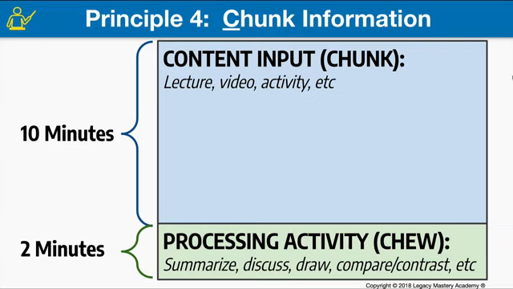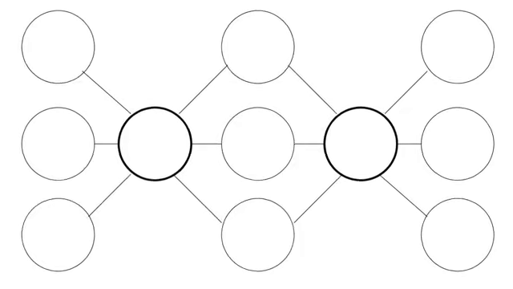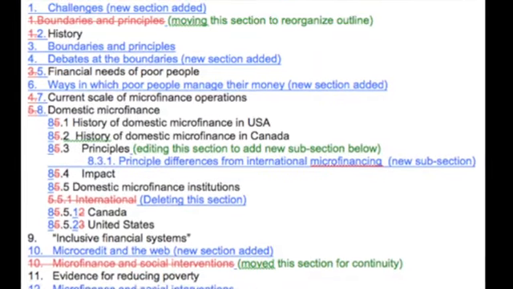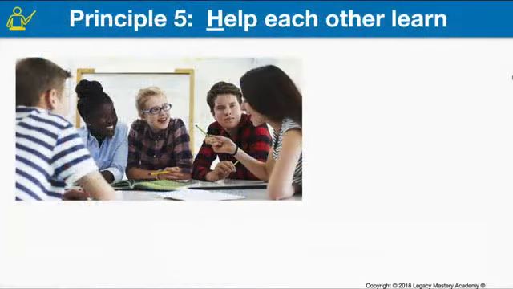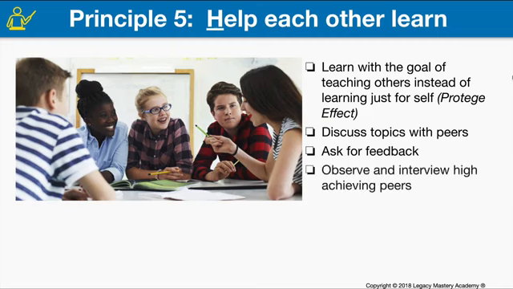Students can also group large amounts of information into categories. The list, sort, label activity, concept maps, and outlines are a great example of this. And lastly, H stands for help others. Students learn best when they have to help others with the information they learned. Have students teach each other, discuss concepts, give each other feedback, and interview high-performing peers in order to learn their strategies.